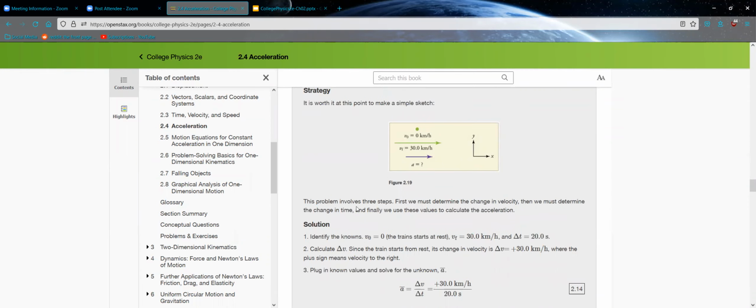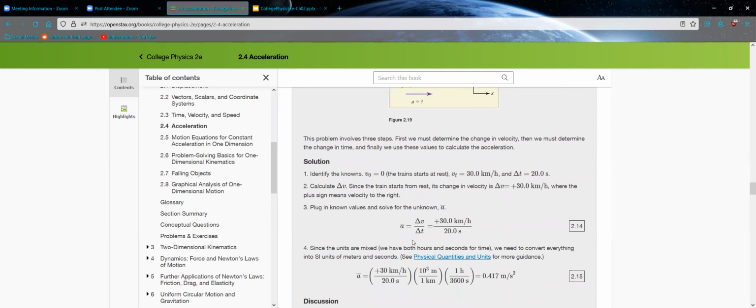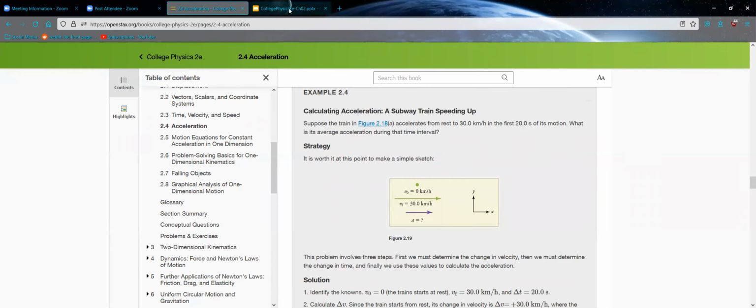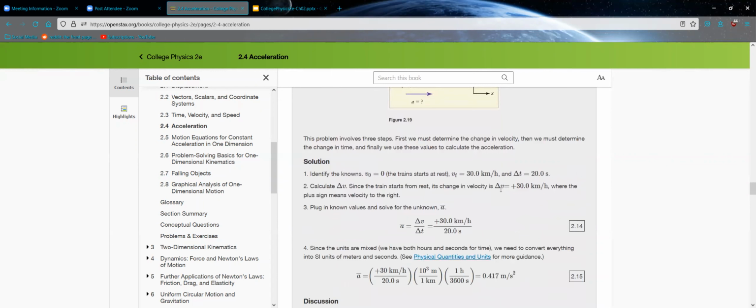So to solve this, we first identify our knowns, and then we find an equation that relates all the knowns together. In this example here, we know that acceleration is equal to the change in velocity divided by the change in time. The velocity changed by 30 kilometers per hour because, again, we can go back here, your initial velocity is 0, your final velocity is 30. That's a change in velocity. That's a delta V, right? You start at 0, you end at 30. You've changed by 30. So we calculate delta V as 30 kilometers per hour.